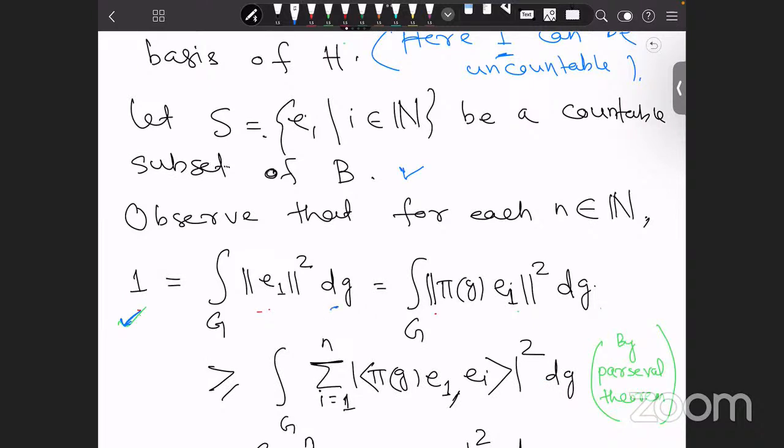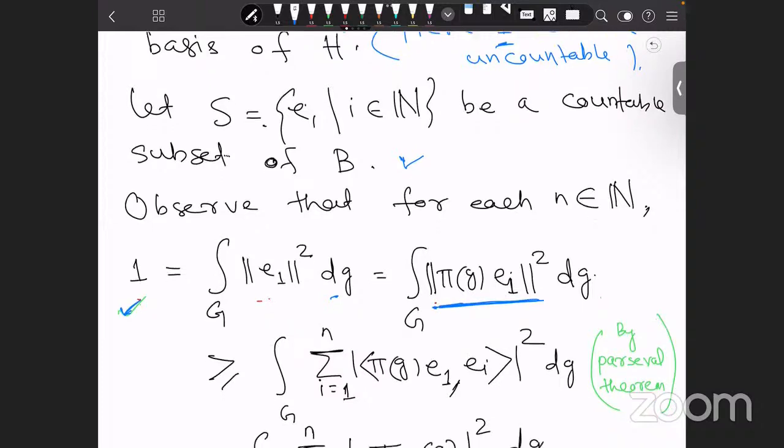Here g is the Haar measure, dg is the Haar measure of g, and since the norm of u1 squared is equal to 1 and the Haar measure is normalized, 1 is equal to the integration over g of the norm of u1 squared dg. Now the norm of u1 squared is the same as the norm of pi(g) u1 squared, because pi(g) is unitary. So this is equal to the integration over g of the norm of pi(g) u1 squared.